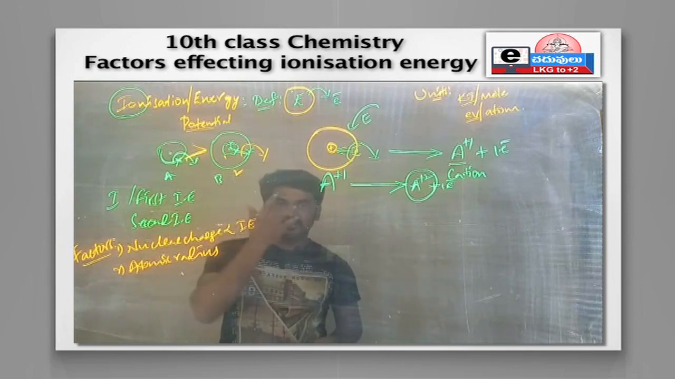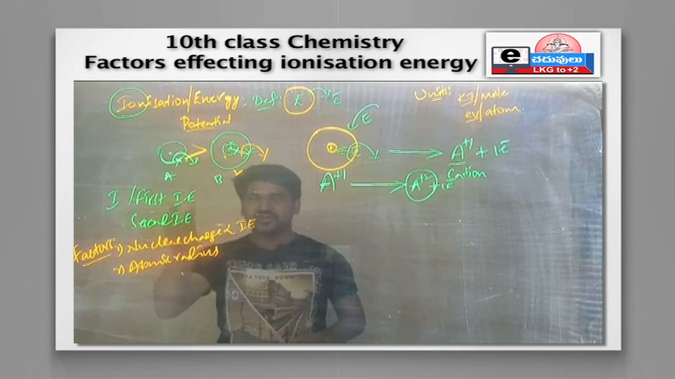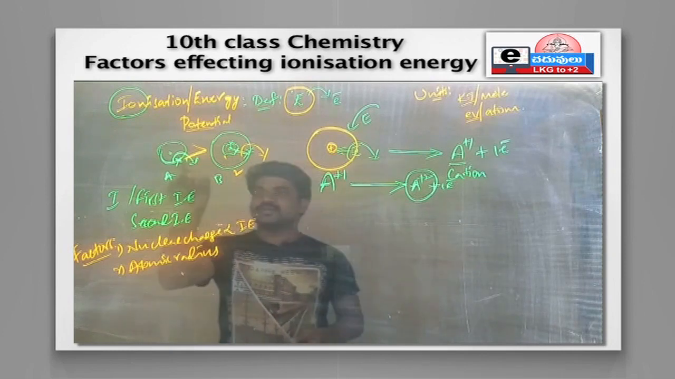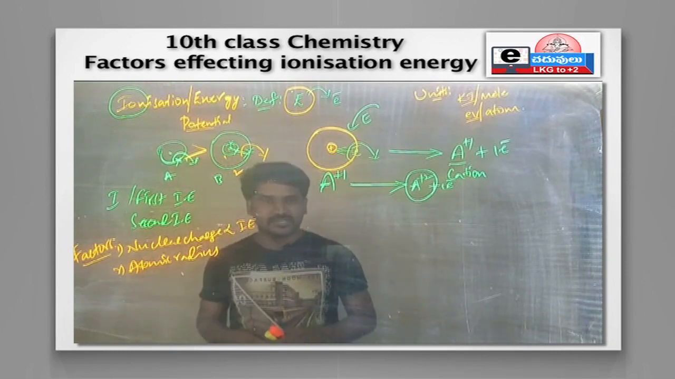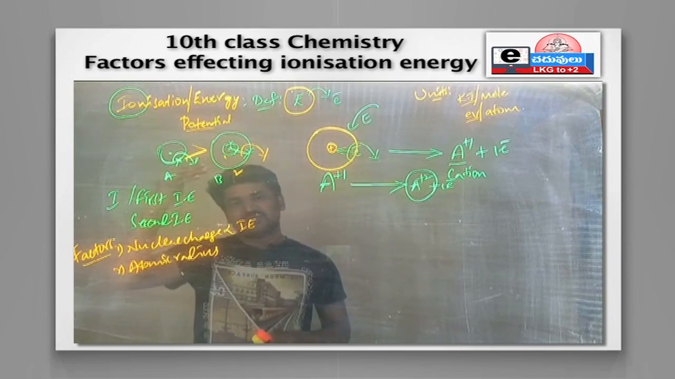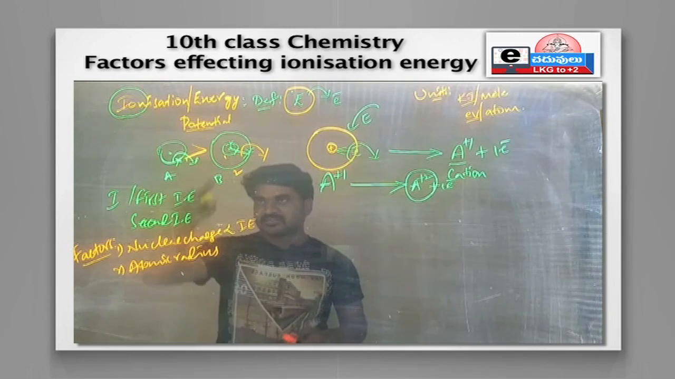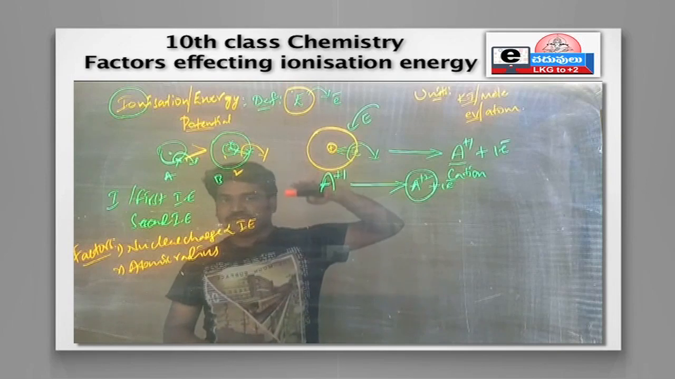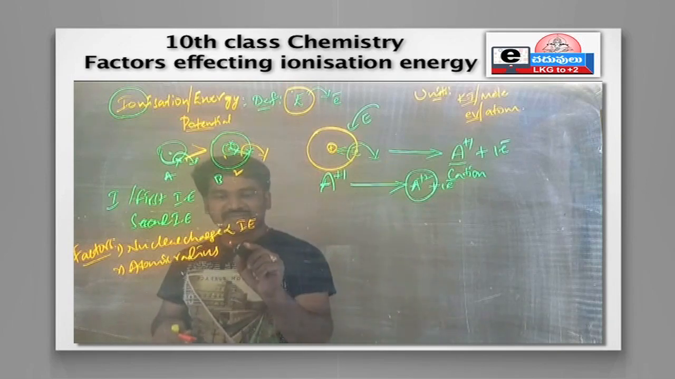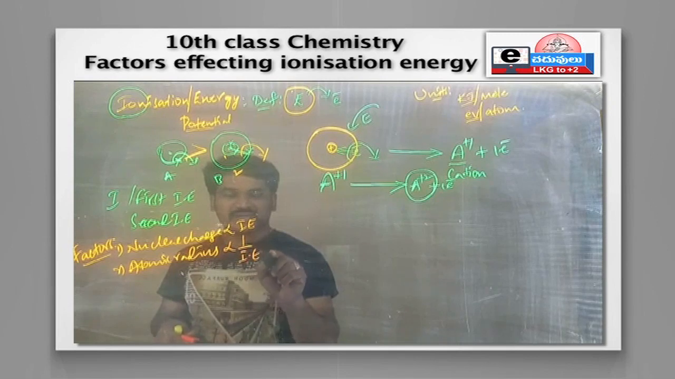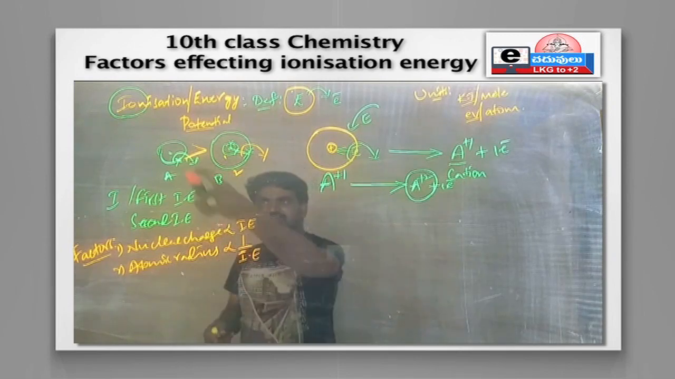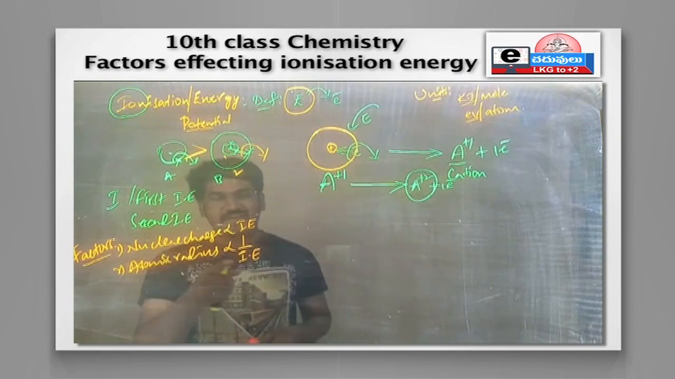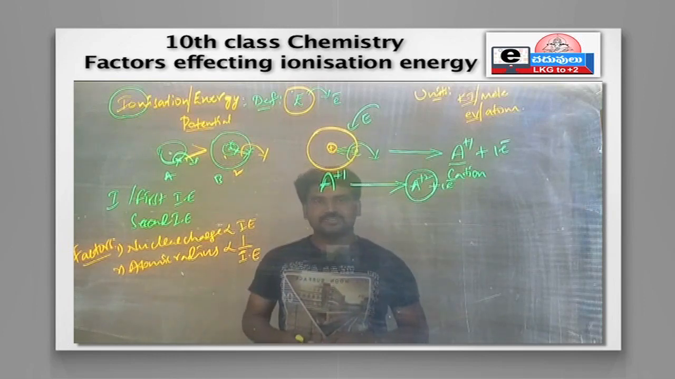That is, from nucleus to electron there is less distance, because the atomic radius is smaller. Here atomic radius is bigger. So less atomic radius, more nuclear charge, so more ionization energy. Atomic radius less, ionization energy more. So you can say that atomic radius is inversely proportional to ionization energy. Atomic size decreases, ionization energy increases. Atomic radius increases, ionization energy decreases.